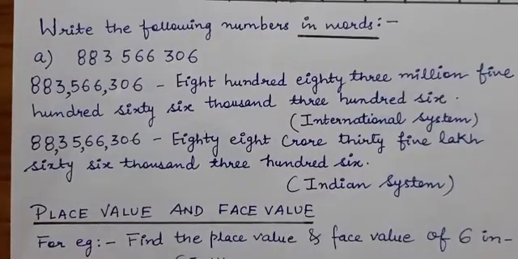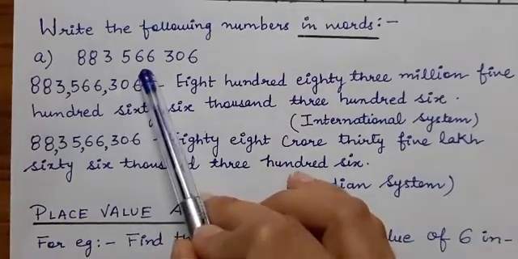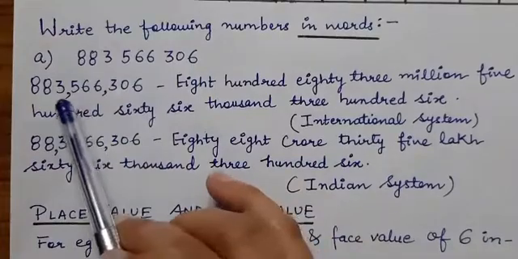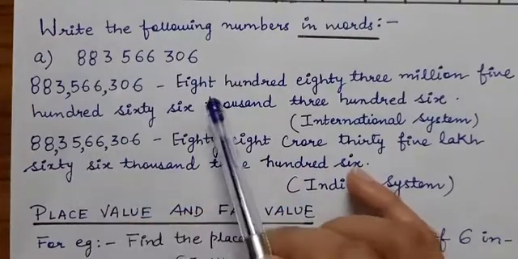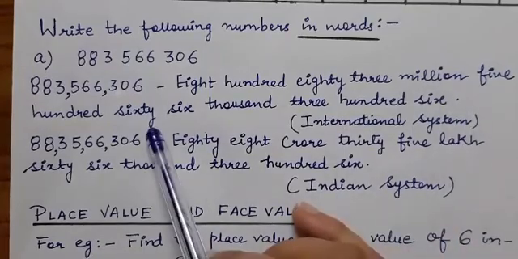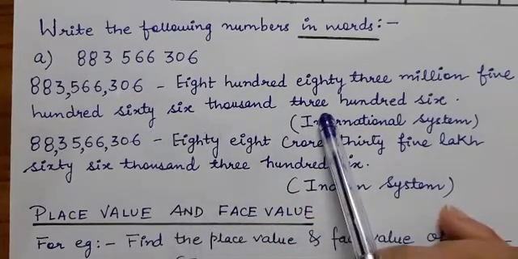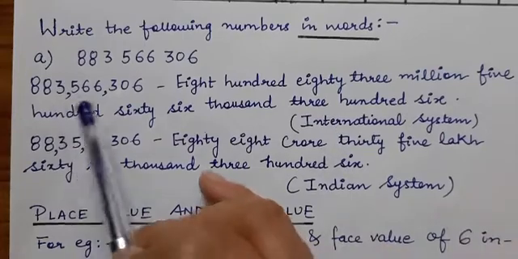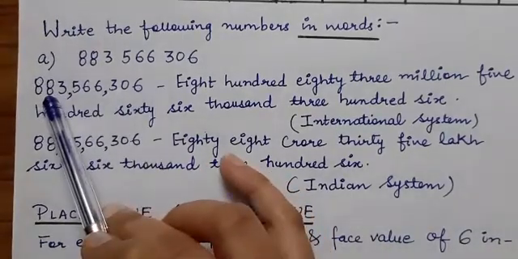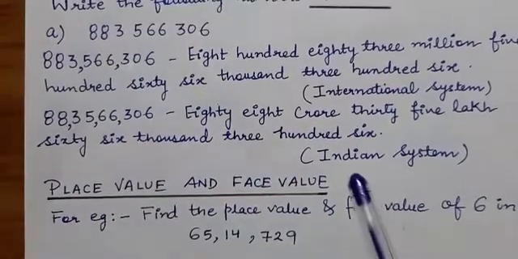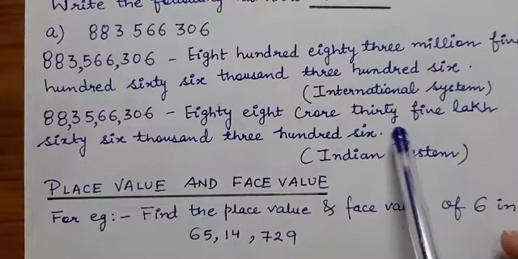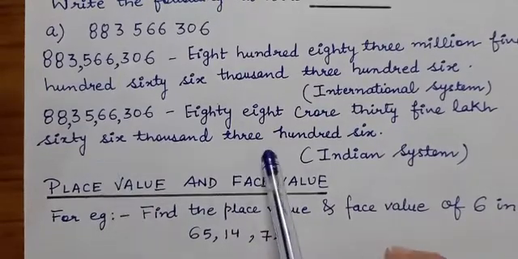I am taking one example over here, and I am going to write the same example in both systems. The first one is 883,566,306. We put the commas after 3 digits starting from the right side. In the Indian system, it is 88 crore 35 lakh 66,306.